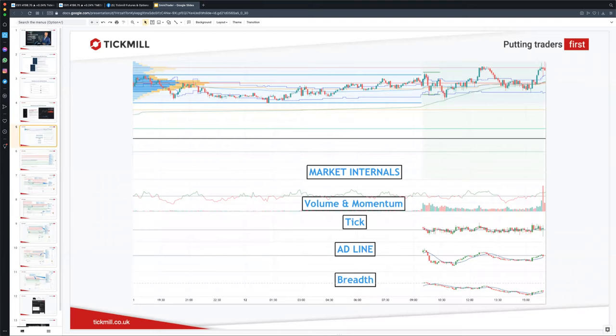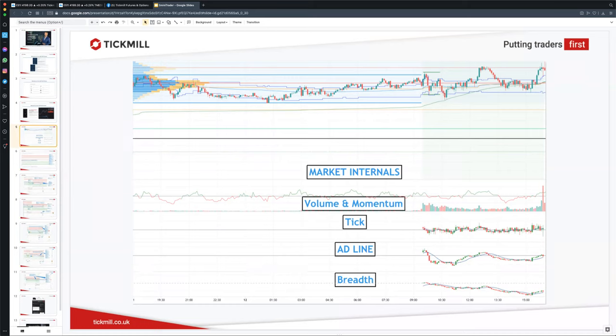Next, the advanced decline line, or AD line for short, is the second most important of the internals. This indicator tells us the net sum of advancing stocks minus declining stocks. There are roughly 3,000 stocks listed on the New York Stock Exchange and 3,000 on the NASDAQ. An AD line reading of 1,500 plus is very bullish, and a reading of over 2,000 is extremely bullish. On the flip side, readings of negative 1,500 and below are very bearish, and readings below negative 2,000 are extremely bearish.